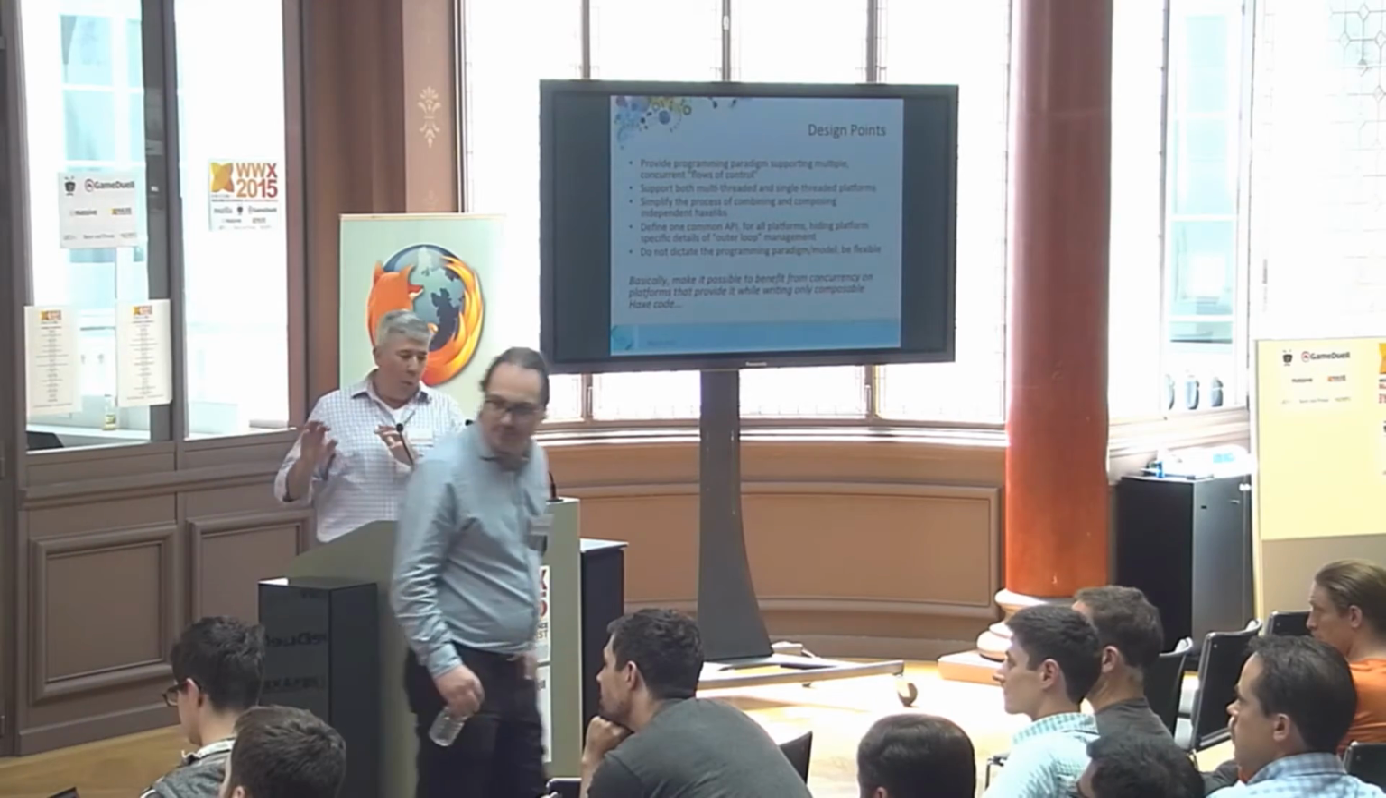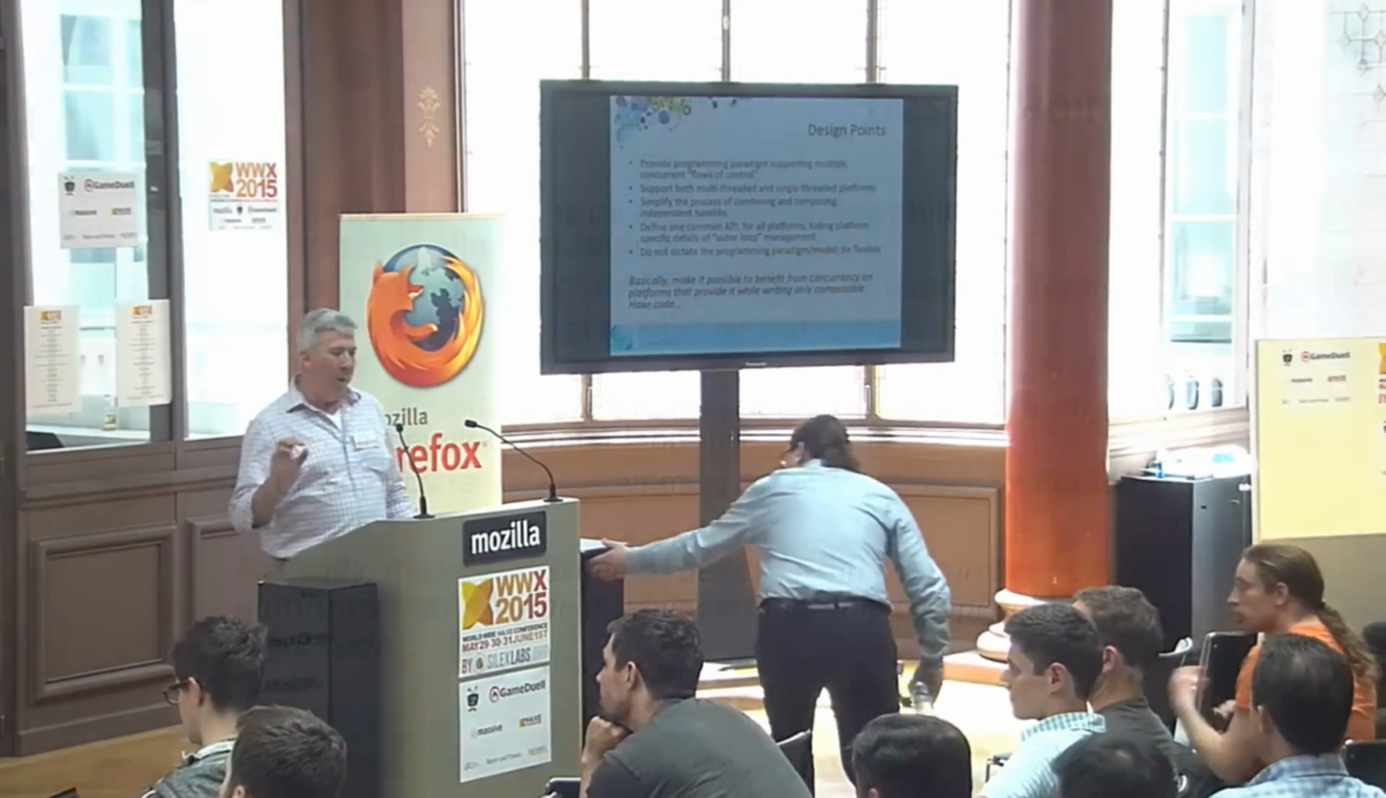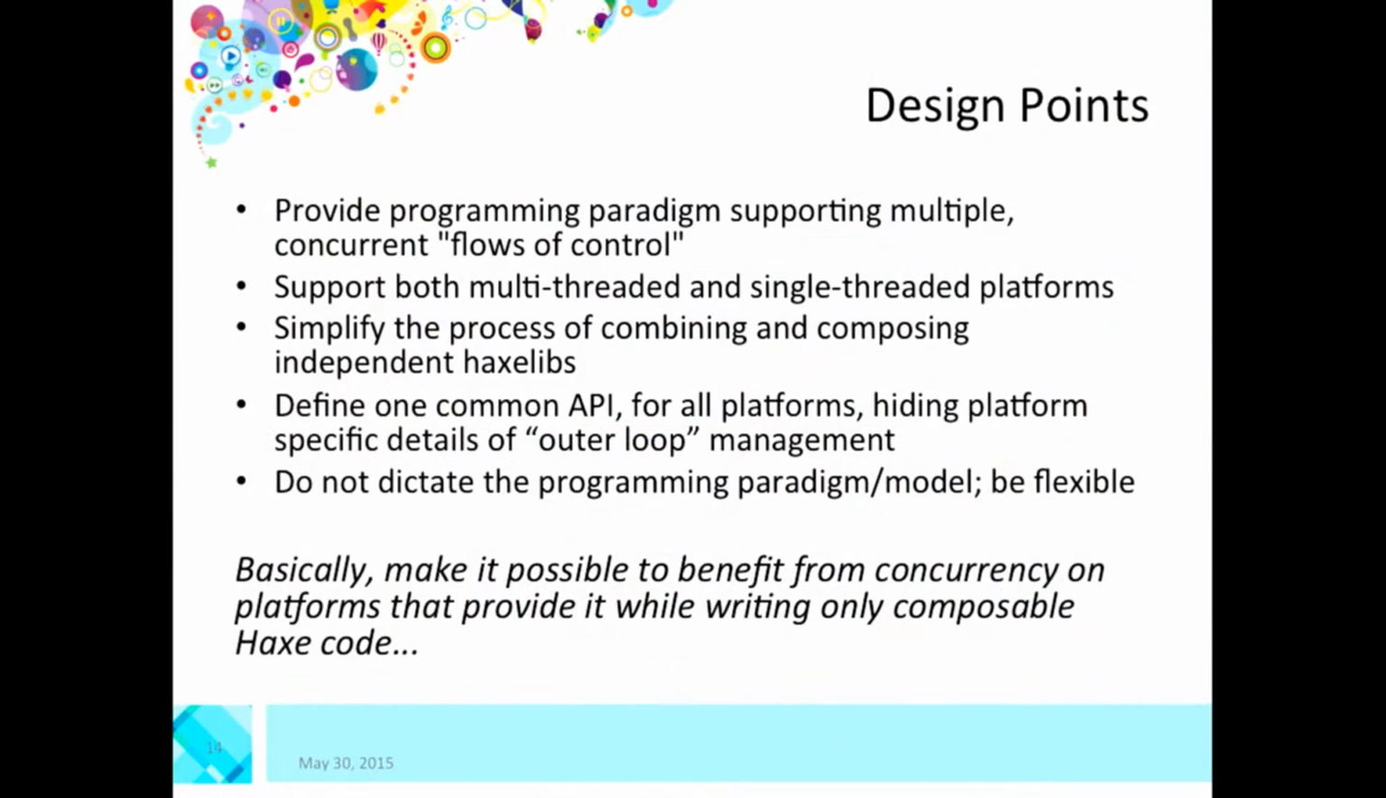So when we went to think about the model, we went back to our early goals and looked at what we are trying to accomplish and what should our design points be. I apologize for this slide. It's a bit of a wall of text. But at a high level, of course, we wanted the library to support multiple flows of control. That was the whole point. It had to do that.